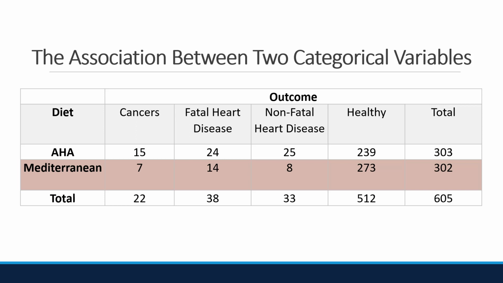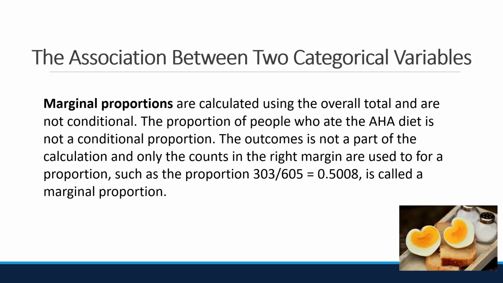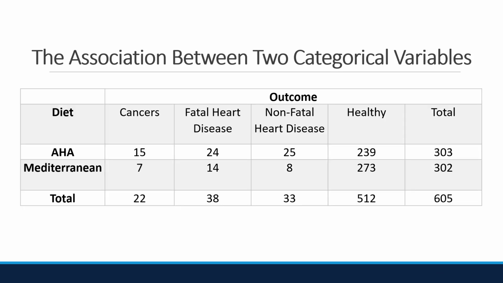In situations where we distinguish between an explanatory and response variable, it is natural to form conditional proportions based on the explanatory variable for categories in the response. In this scenario, diet is explanatory. Marginal proportions are calculated using the overall total and are not conditional. The proportion of people who ate the AHA diet is not a conditional proportion. The outcome is not a part of the calculation, and only the counts in the right margin are used to form a proportion, such as the proportion 303 divided by 605.